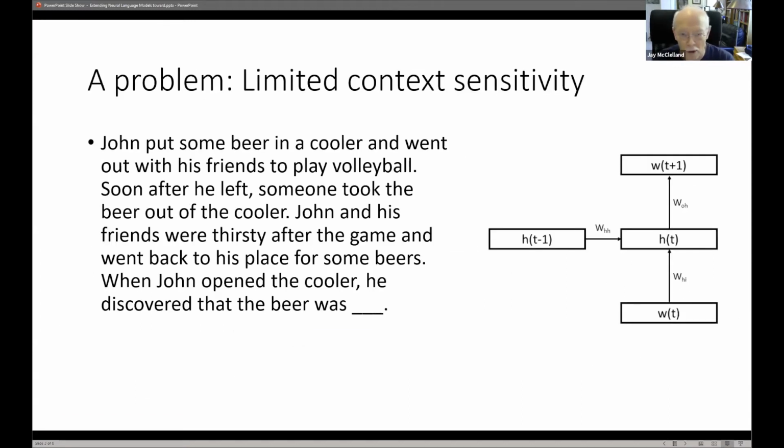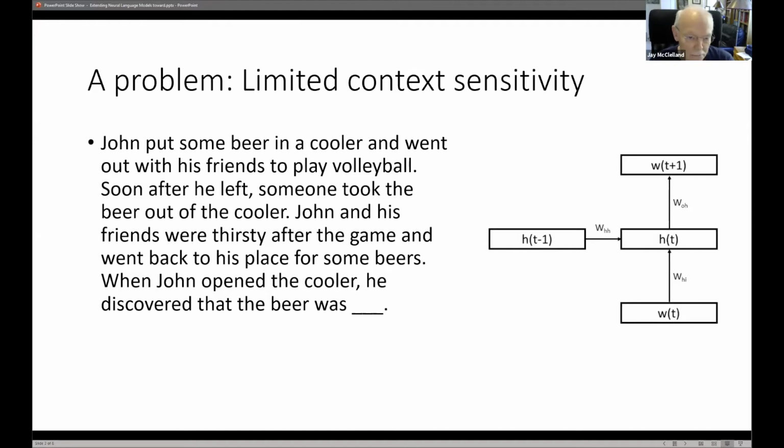So here's the problem. Elman's simple recurrent network had this problem really badly, but other later models still had it up until 2015. And this is the problem of a limited window of context.